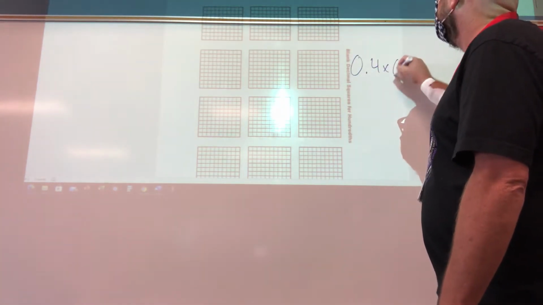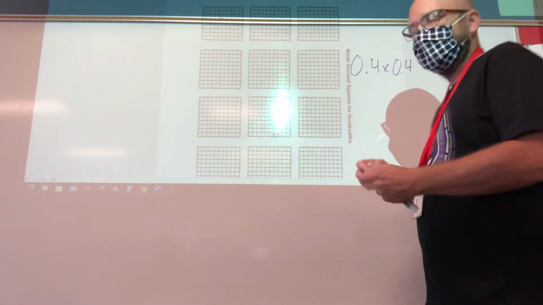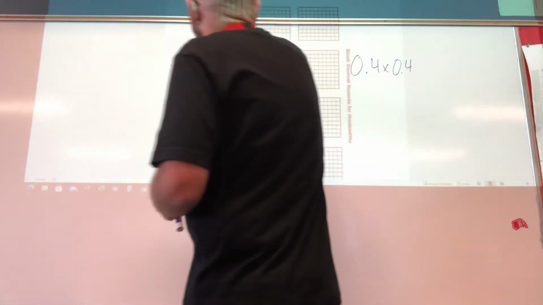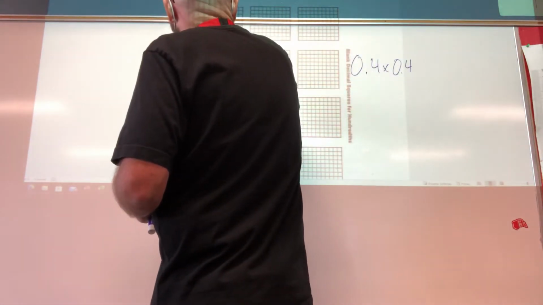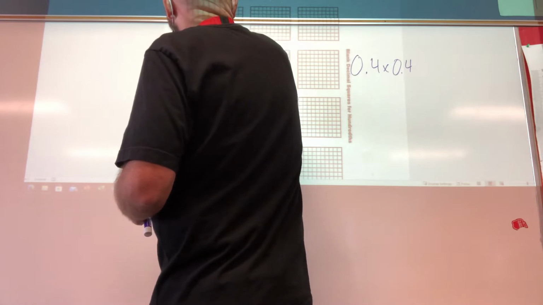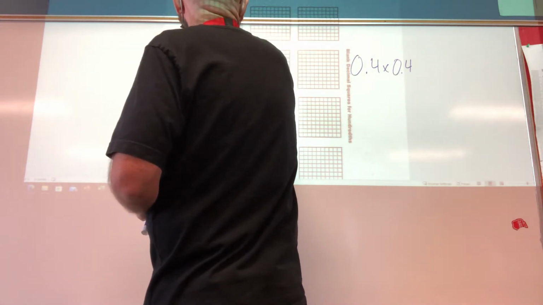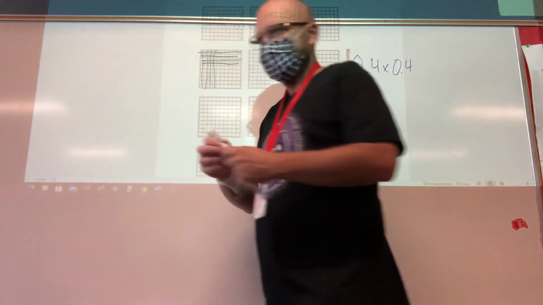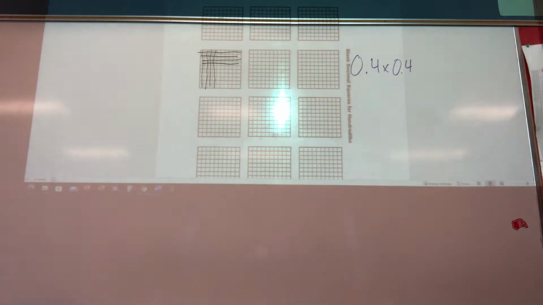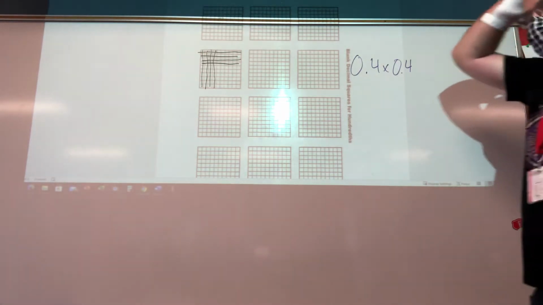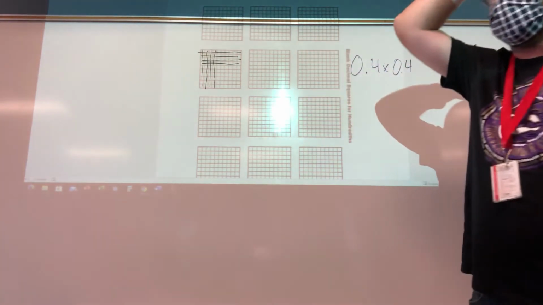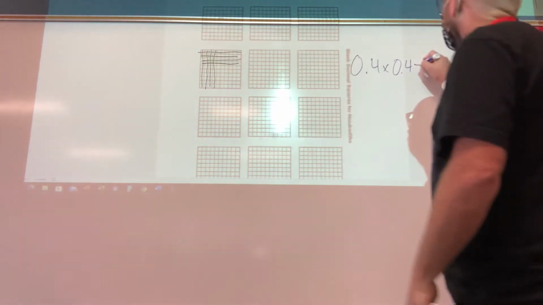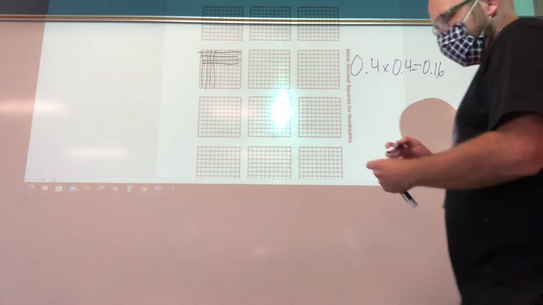So we have 0.4 times 0.4, or 4/10 times 4/10. On the grid, we're going to color in 4/10 in each direction, 4/10 horizontally and 4/10 vertically. How many hundredths are shaded in? Anyone? Somebody tell me. 16. So my answer should be 16 hundredths.